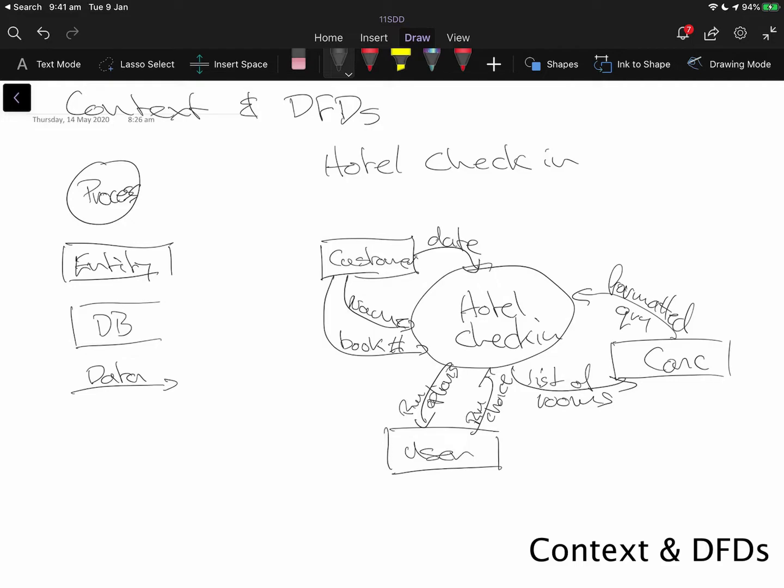Now, the only thing that you need to know about this is that there's only one process. So in a context diagram, we have one process, and that is the entire system. We also do not have any databases. None of those. Now we used to call this a zero-level DFD because this was providing the context for the data flow diagrams. And then they just started calling it a context diagram.